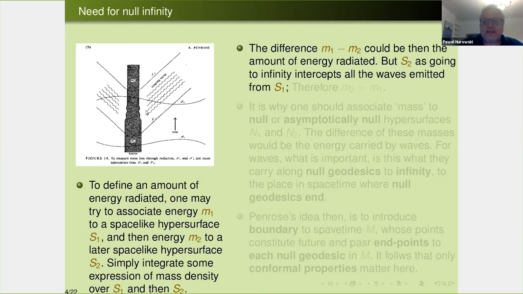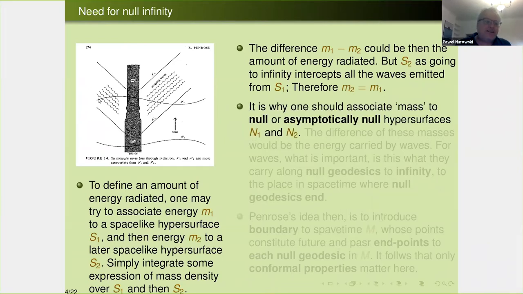The problem is that since this S1 and S2 go up to spatial infinity, then essentially M1 will be the same as M2 because all the waves cross the surface S2. So somehow it is not a proper way of defining energy of gravitational waves by integrating over space-like surfaces. What one should do is associate mass rather to surfaces that are, let's say, asymptotically null. So you should follow gravitational radiation and see what's going on at infinity between the asymptotically null surfaces. That's the net energy emitted up to infinity.